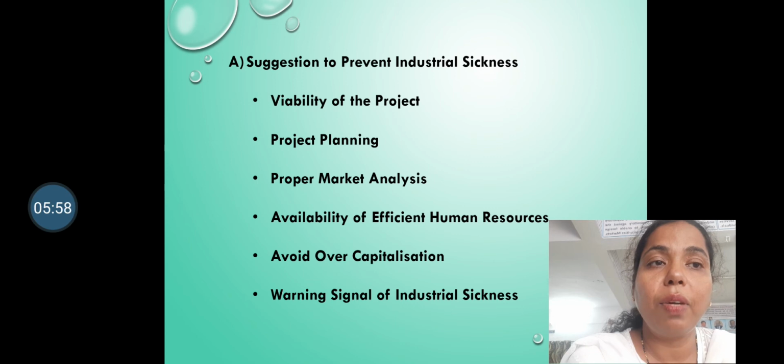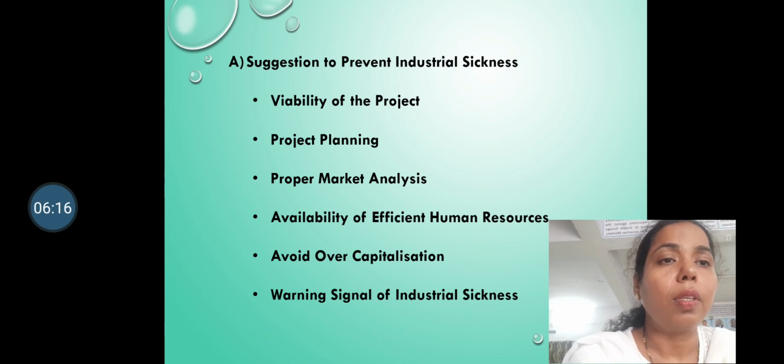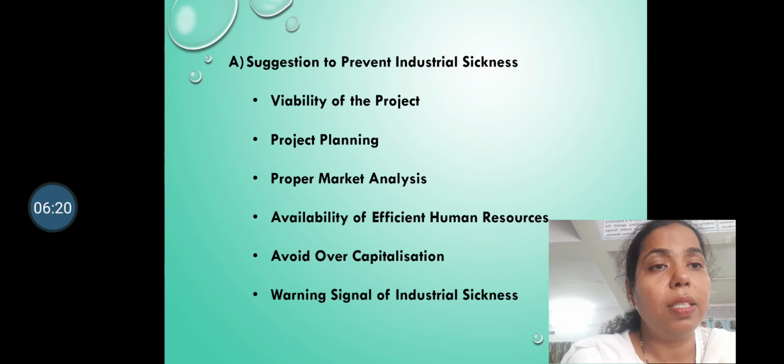Similarly, the second one is project planning. Proper project planning is to be done, and this will give good results to the enterprise. Then proper market analysis. This market analysis is related with the demand of the project, demand forecasting, and the availability of the different labors and raw material. This proper market analysis is necessary.